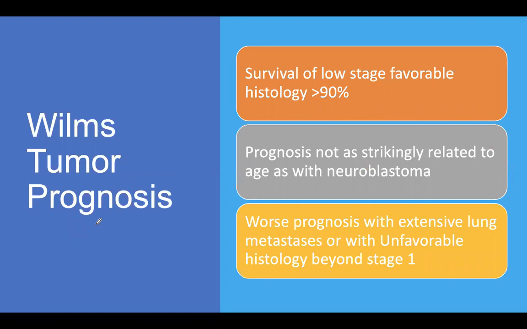Low stage favorable histology tumors have more than 90% survival rate, whereas prognosis is not dependent on age. Like neuroblastoma, we may have a variation. We may have age as an independent predictor, where infants usually have a better prognosis compared to neuroblastoma developing in older children. But here, age is not an independent predictor in the case of Wilms tumor. It is worse in cases with extensive lung metastasis or unfavorable histology.